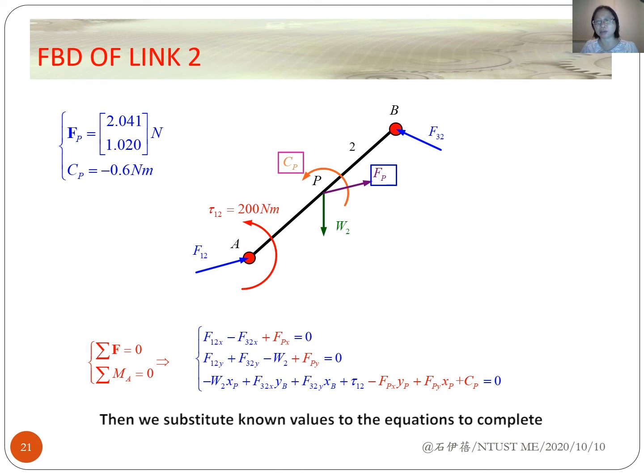Then we substitute known values into the equations to complete the equilibrium equations. For example, for Fpx, we give a value of 2.041. Fpy is 1.02, and Cp is minus 0.6.